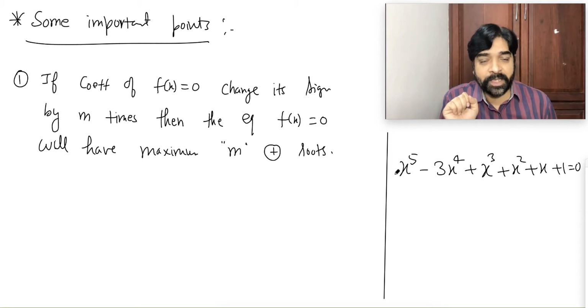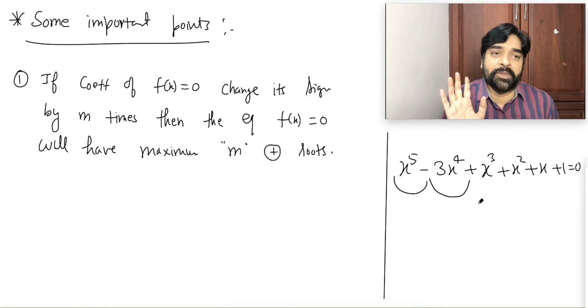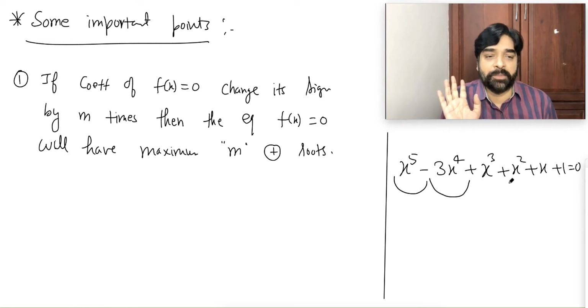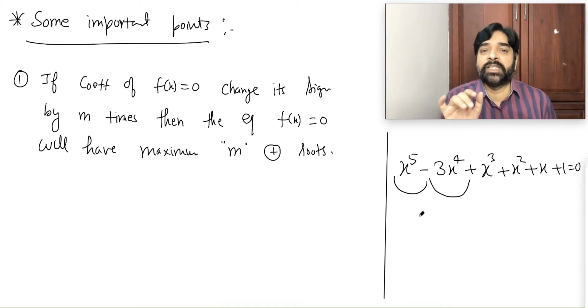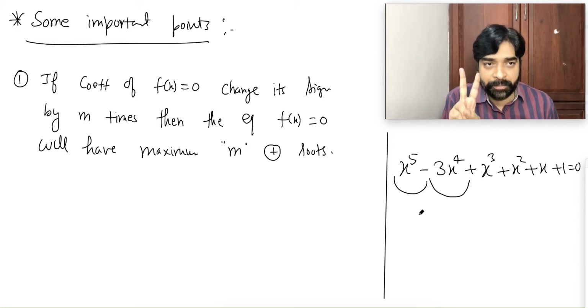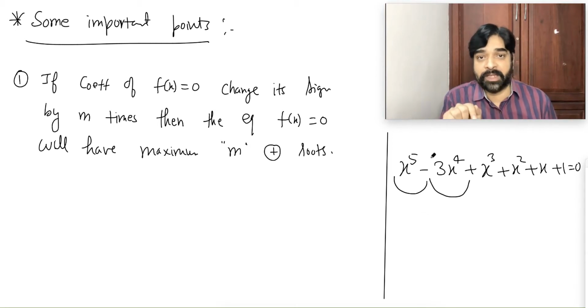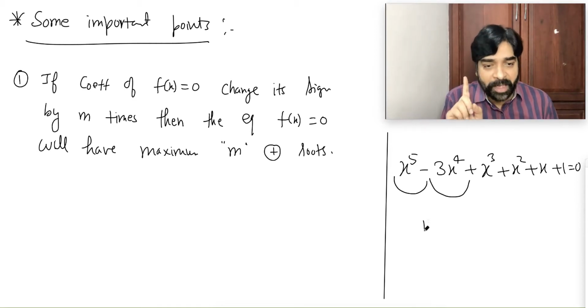Can you see it? If they ask how many maximum positive roots, think how many times the coefficient changes sign. Here the coefficient is positive. Now the coefficient becomes negative. So one time change. Then again here negative, then again positive. One more time change. After that no change. Positive, positive, positive, positive. So how many times is the coefficient changing its sign? 2 times. So this equation is 100% sure to have maximum 2 positive roots.